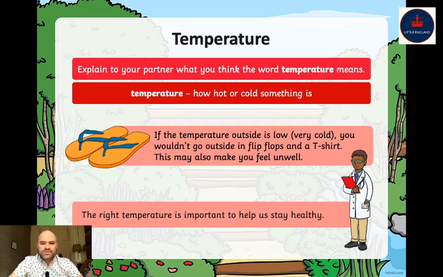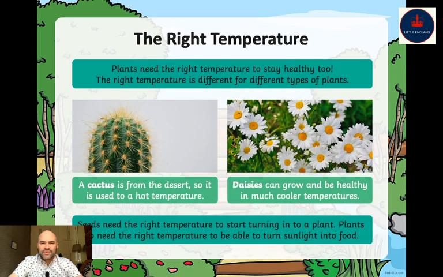The right temperature is important to help us stay healthy. Plants need the right temperature to stay healthy too. The right temperature is different for different types of plants. This is what plant? What do you guys think? What is this? Is this a cactus? It's the same in English and Czech. Cactus. So a cactus doesn't need much water.